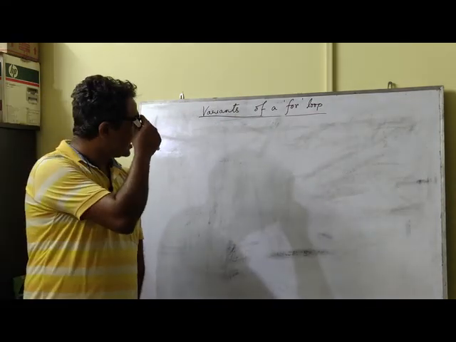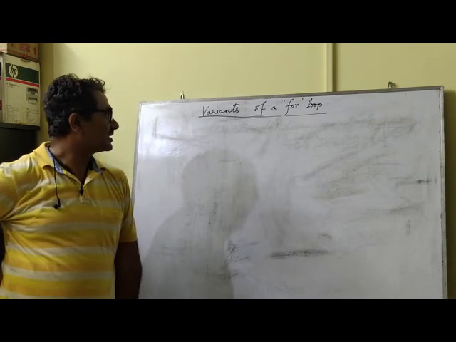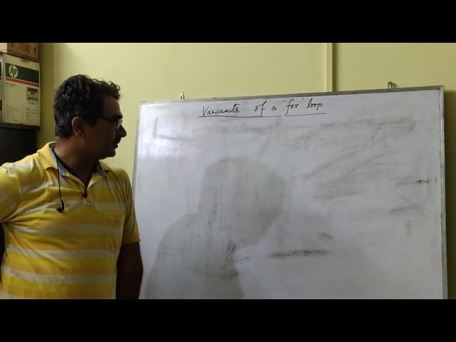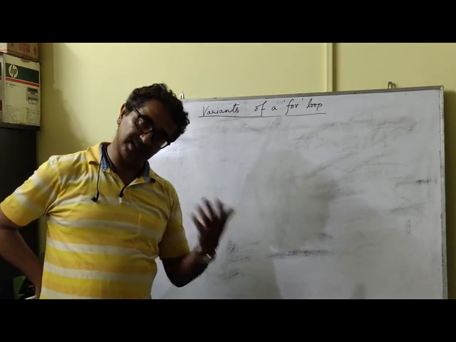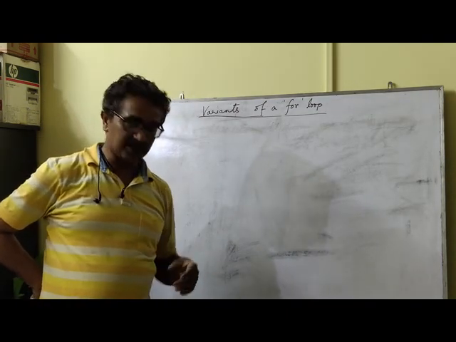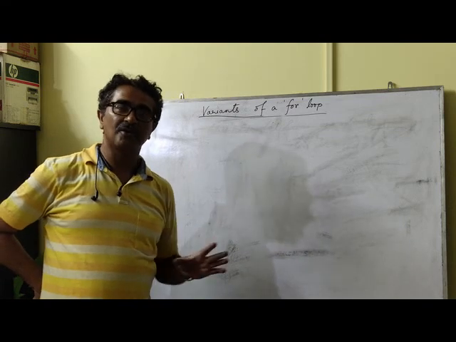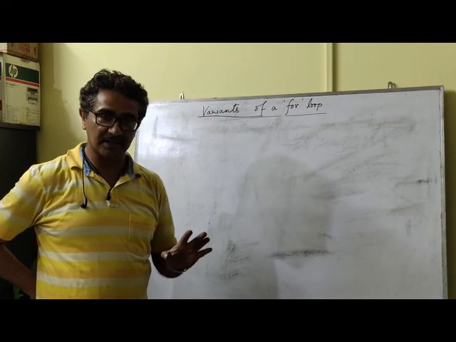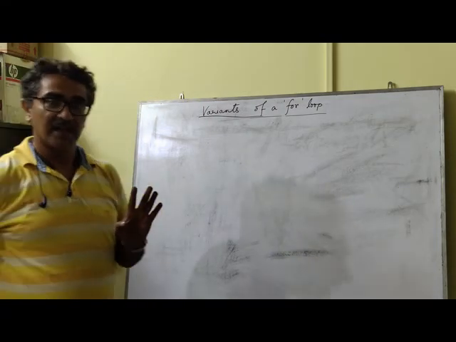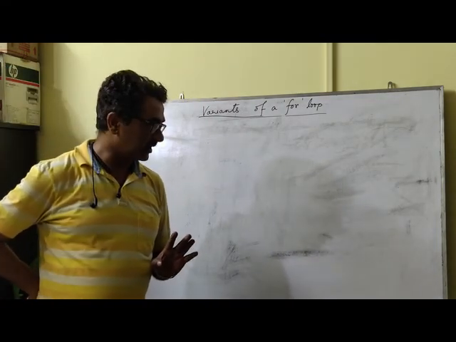We'll continue with our examples on the different variants of a for loop, and I believe you are keeping notes. In case you miss out something, please rewind your video and pause the video, take the notes, and ensure that you have all these materials written in your copy. It will be of much help when we start solving questions related to this chapter.